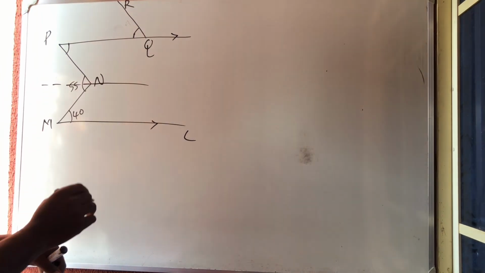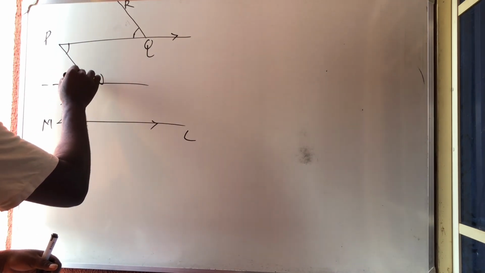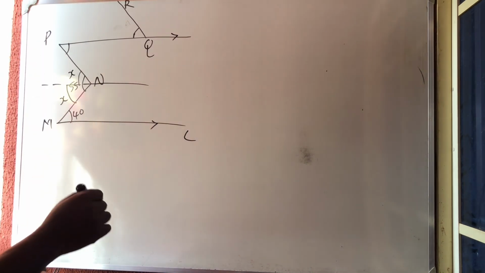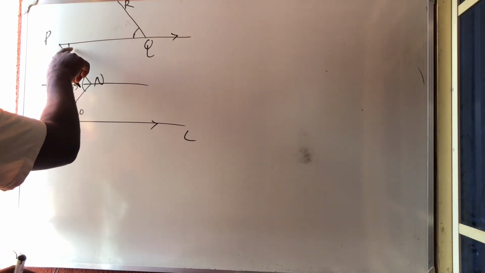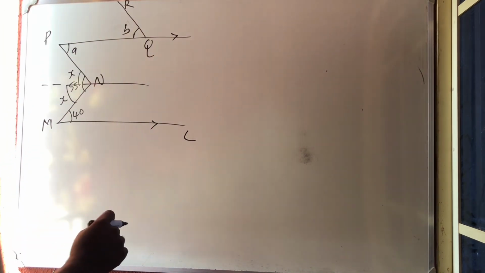Once you put your parallel line, don't forget that you name it. You can use X and Y. Now this place will lead us to getting here, and here will lead us to getting here. So let me call here A and B. The main thing we are looking for is B.